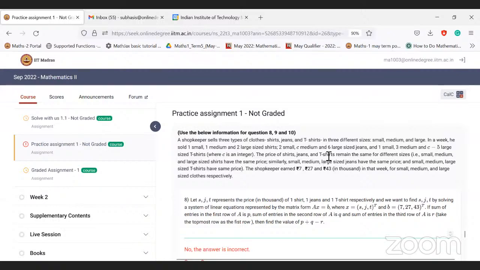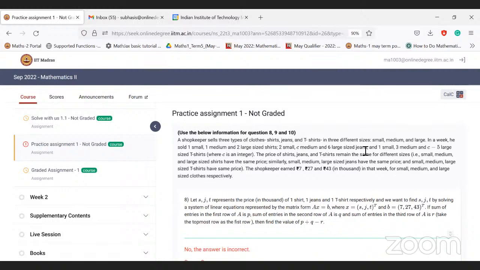Basically the shopkeeper has different sizes: small, medium, large. In a week he sold 1 small, 1 medium, 2 large size shirts, 2 small, 2 medium, 6 large size jeans, and 1 small, 1 medium, 5 large size t-shirts. Then the price remains the same for different sizes, large size t-shirt and shirt have the same price, and similarly small, medium size jeans have the same price.